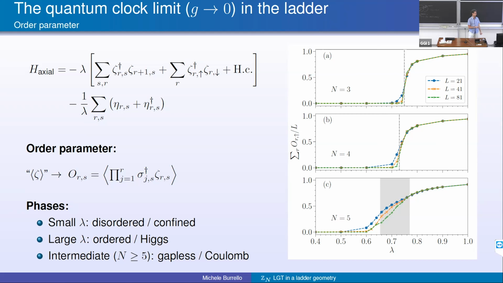We get a disordered phase for small lambda. Indeed, lambda is the ferromagnetic coupling. So for small lambda, we are in the paramagnetic phase. And on the right, instead, we have the ordered phase in which this order parameter becomes different from 0. And in principle, one can do a precise finite size scaling and check that we get the expected critical exponents.